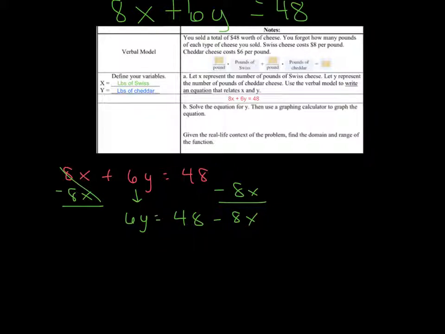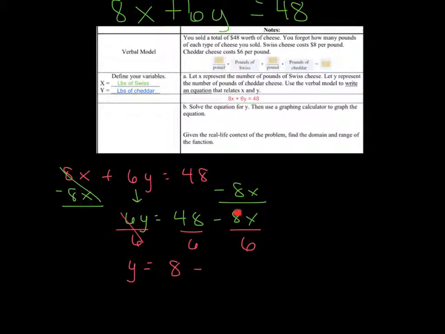Remember, you can only subtract like terms. Since this 48 is just a number and this term has an x with it, I can't actually subtract. Then from here, the opposite of multiplying by 6 would be to divide by 6. So I have to divide each part of my equation by 6. That gives me y equals 8 minus, and then notice right here, 8 over 6.